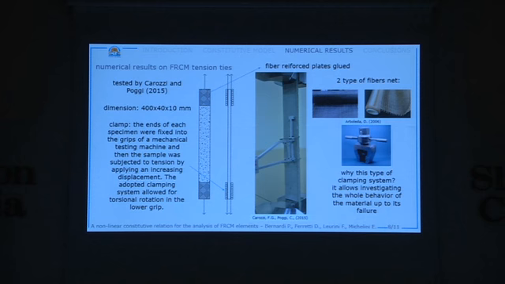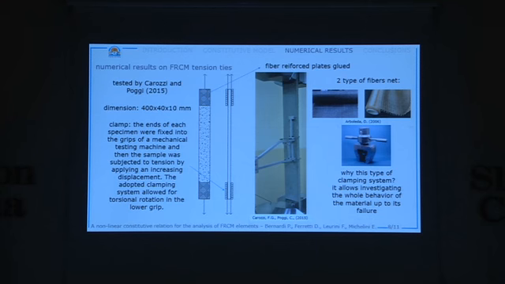The campaign was conducted by Carrozza and Poggi in Milan, and the specimens were rectangular bonds that at their ends were clamped in a machine, with reinforced fiber plates glued at their ends, so they were tension ties. This type of clamping system allows investigation of the whole behavior of the material up to failure. Two groups of specimens were investigated, one with PBO fibers and the other with carbon fibers.